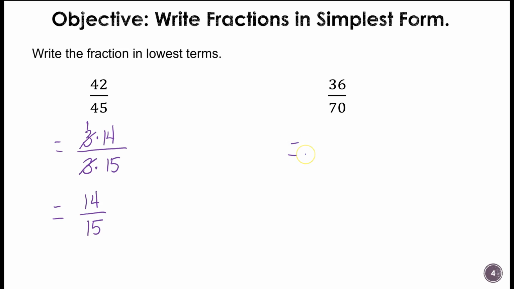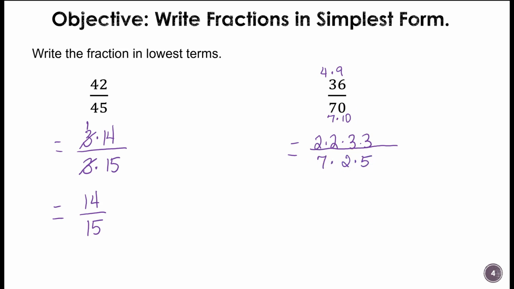On 36, I'm going to go ahead and factor this into primes. So 36 is 4 times 9. So 4 is 2 times 2. 9 is 3 times 3. And then 70, I'm going to start with 7 times 10. 10 is 2 times 5.